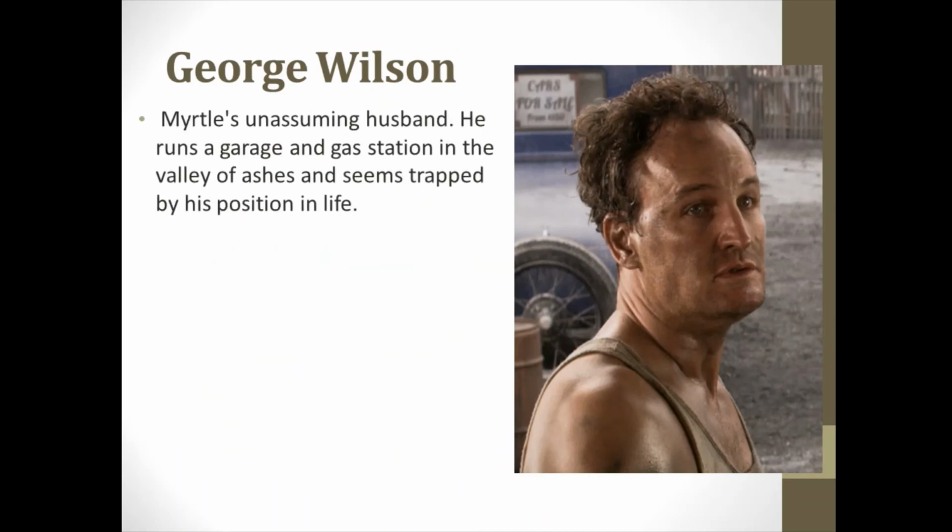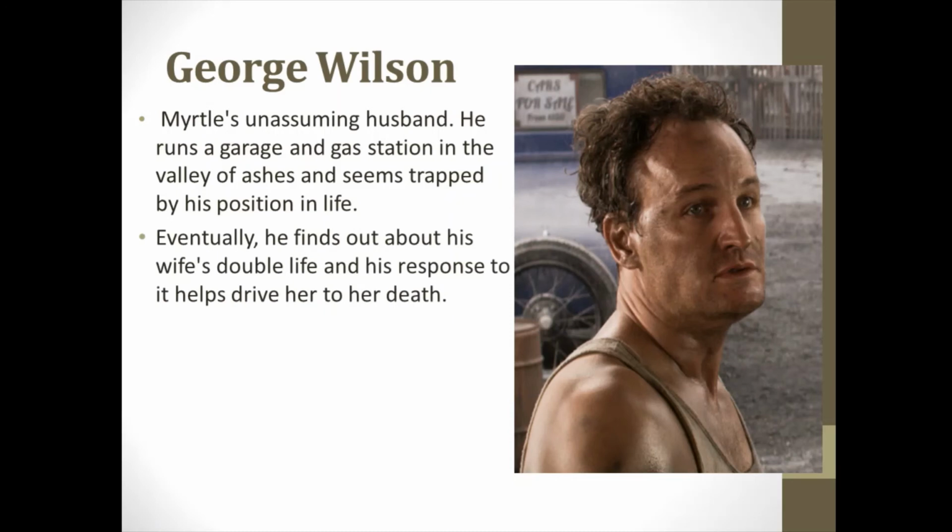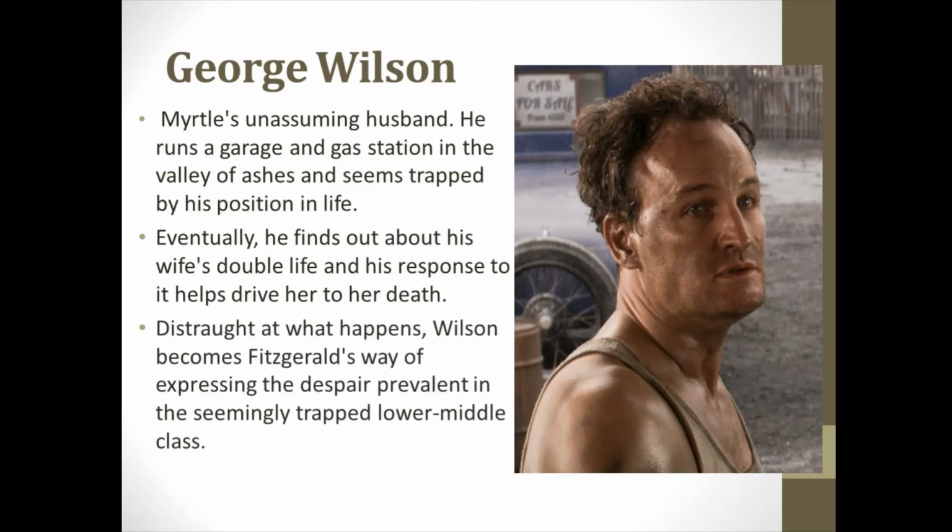George Wilson, husband of Myrtle Wilson, owns and operates Wilson's garage and gas station in the Valley of Ashes. He seems to be trapped by his position in life. In his dealings with the world, George is respectful and fair even with those who treat him poorly, like Tom Buchanan. Eventually, he discovers his wife's double life and her affair, and his response to it drives her to death. In the end, his heartbreak over Myrtle's death leads him to murder Gatsby under Tom's influence, and ultimately we see that he commits suicide, representing the tragic impact of greed and deceit.